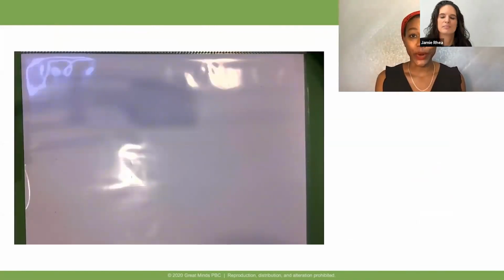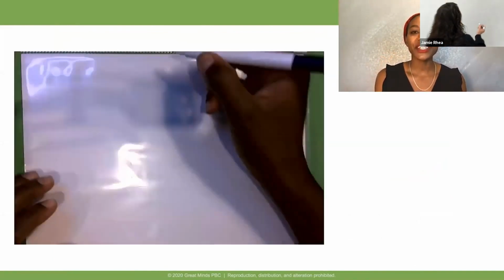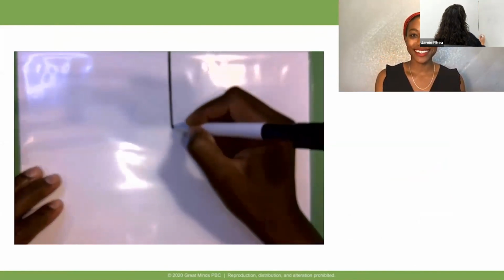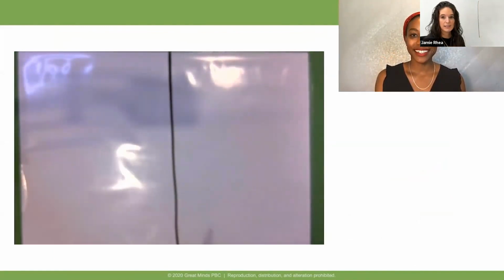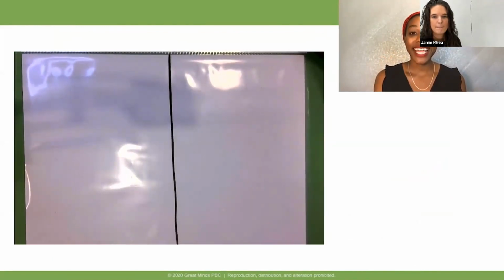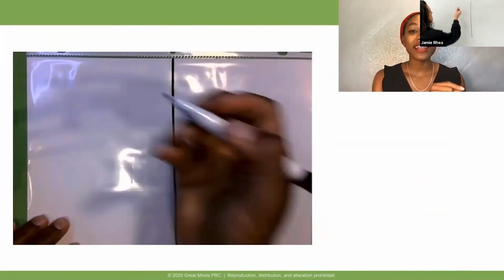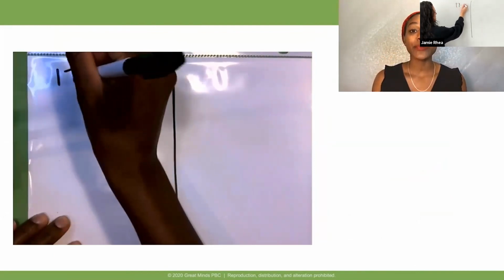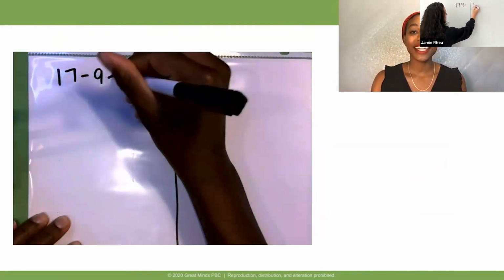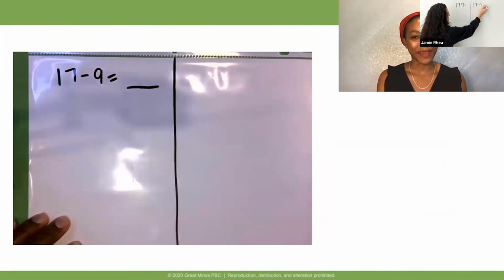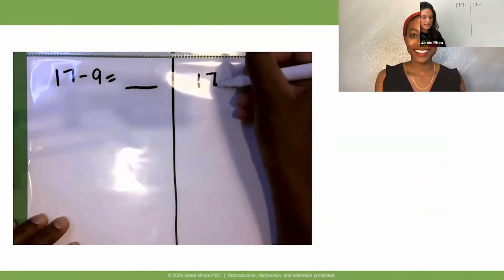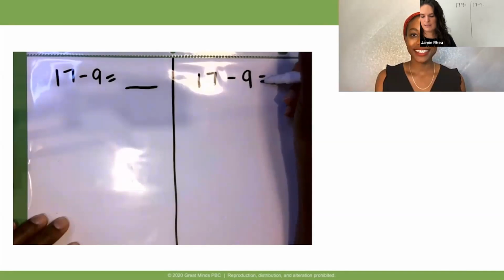We're going to try another problem, and this time we're going to solve it 2 different ways. So to start, draw a line down the middle of your whiteboard. Okay. Pause the video if you need more time. I've got my line. You got your line? Now, on both sides, I want you to write 17 minus 9 equals blank. Pause the video again if you need more time. Okay, so 17 minus 9 are on both sides.